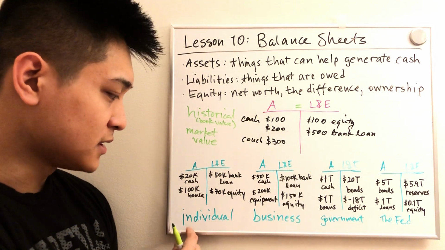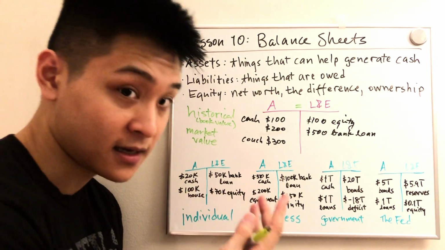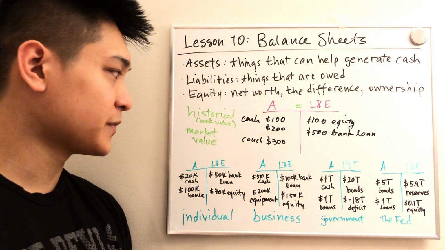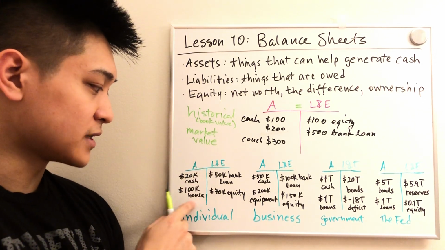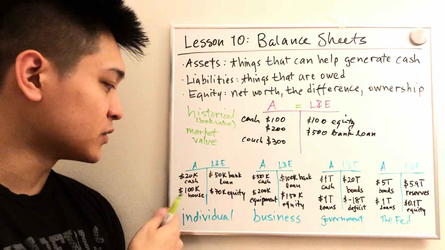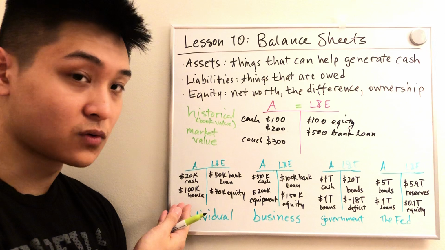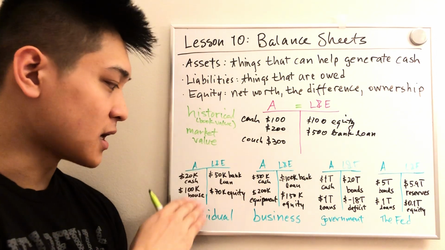So what does that mean? That means an individual's house is $100,000 today if it was appraised at that value. That would be the market value. This $100,000 house also had a historical or book value, and that was what the individual purchased the house for back in the day. The market value is constantly fluctuating.